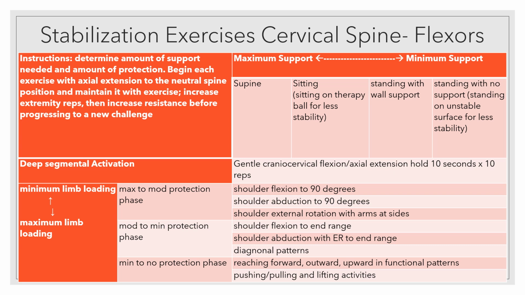But basically, it talks about starting with deep segmental activation, using chin tucks for 10 seconds and 10 reps, starting in supine position, then moving to sitting on a therapy ball for less stability, then standing with wall support, then standing with no support or on an unstable surface. And so after we have appropriate deep segmental activation, moving from maximum support to minimum support, then we can increase the limb loading. As the patient progresses, we're going to maximally load the limbs at the minimal support level. Following that progression can help you determine what types of exercises and what positions and ways to implement those exercises.